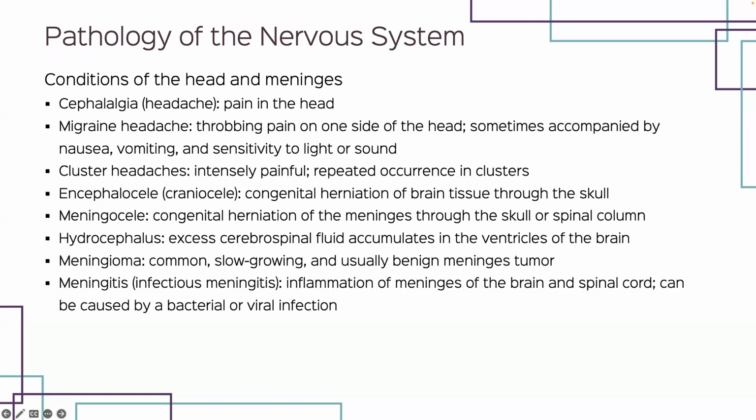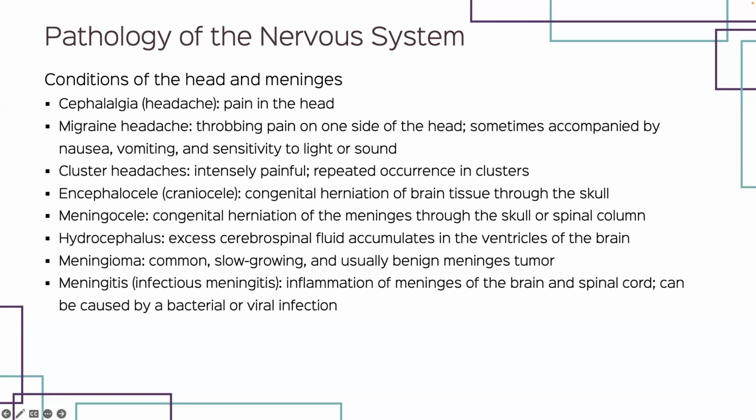All right, now that all the boring stuff is out of the way for the nervous system, let's actually talk about some of the pathologies or conditions that we might see. For conditions of the head and the meninges, cephalgia is basically a fancy word for a headache. Migraines tend to throb on one side of the head, and sometimes they're accompanied by nausea, vomiting, and sensitivity to light or sound.